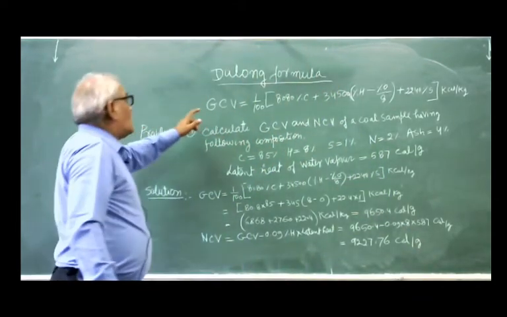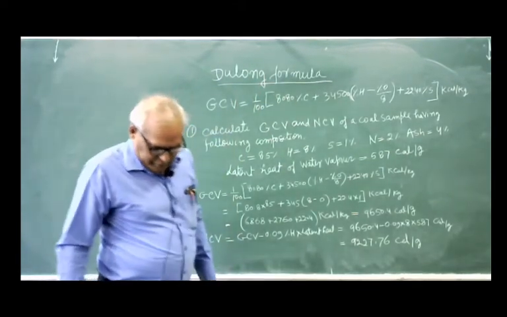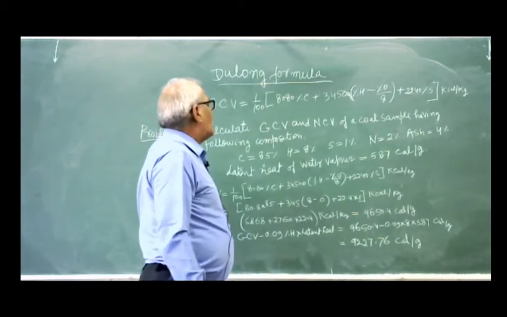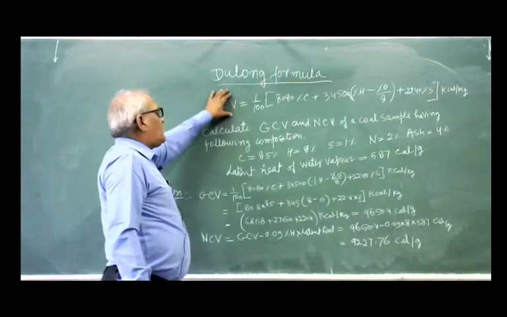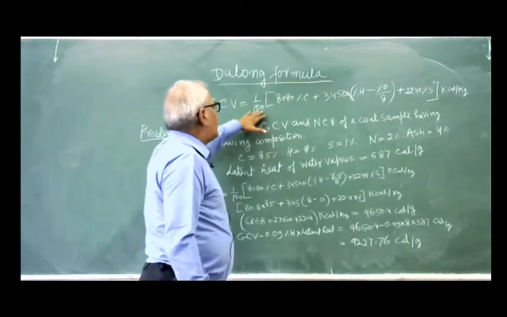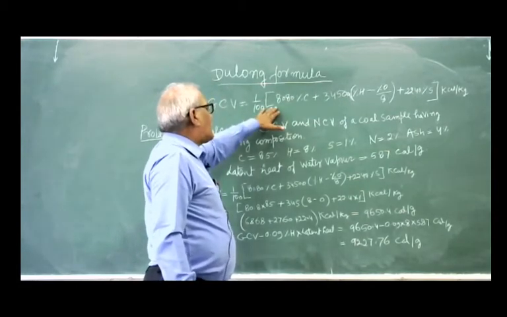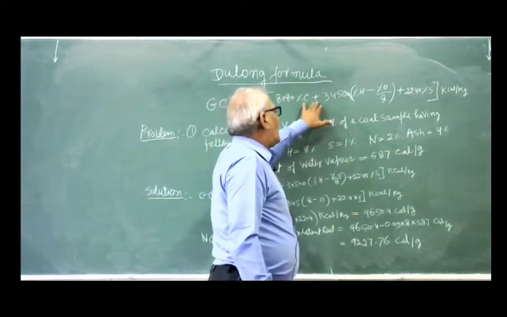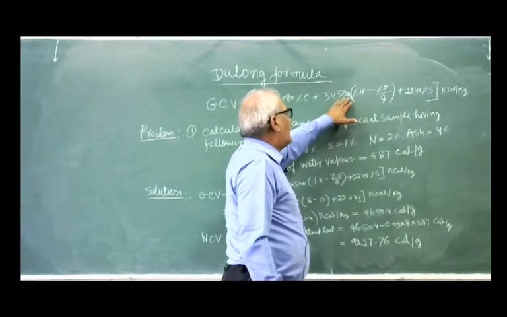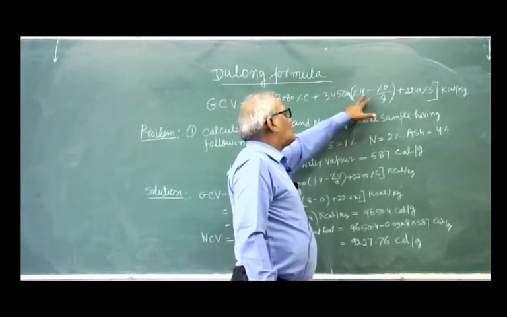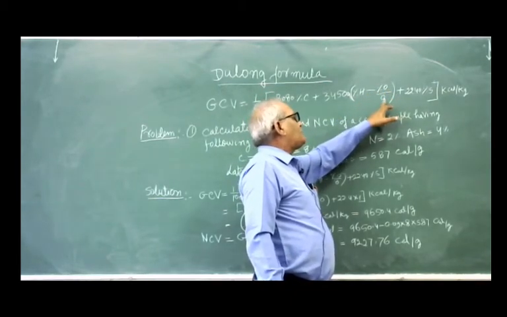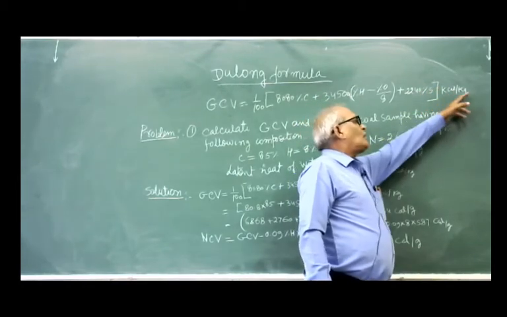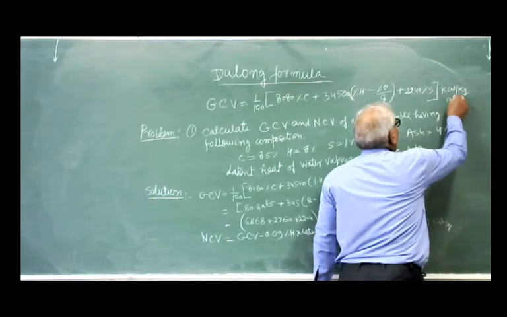Here there is a Dulong formula. According to the Dulong formula, we can calculate GCV equal to 1 by 100, square bracket, 80 percentage of the carbon plus 34,500 in the bracket percentage of the hydrogen minus percentage of oxygen divided by 8, plus 20 to 40 percentage of the sulfur, kilocalorie per gram, or you can write here calorie per gram.